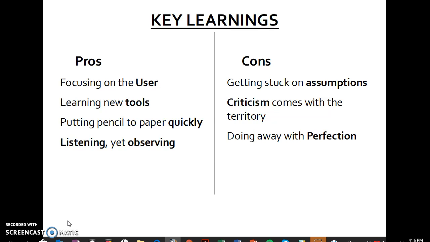Criticism comes with the territory. I've learned to take both the negative and the positive, even though it's very difficult, because these are key insights that contribute significantly to the project. And also being able to do away with perfection. There's no need for perfection here. Perfection doesn't work here. Being able to put pencil to paper, going back to our pros, is very important.